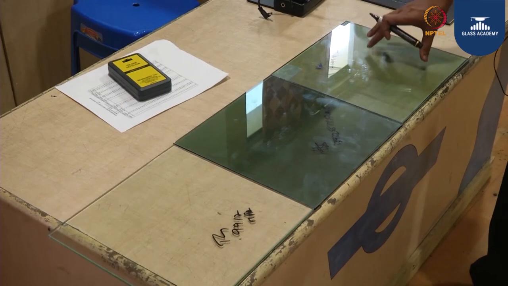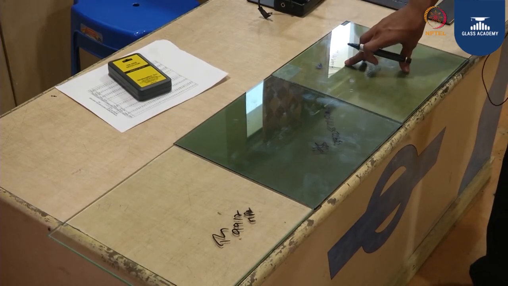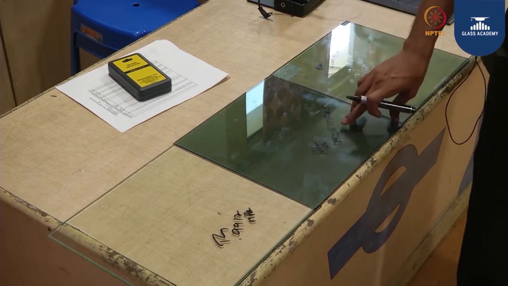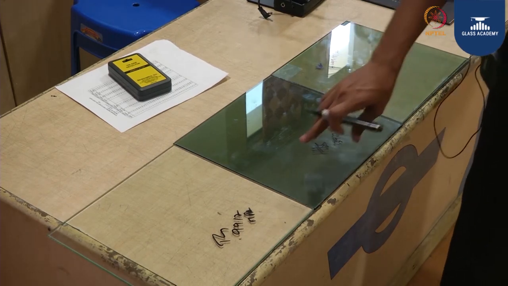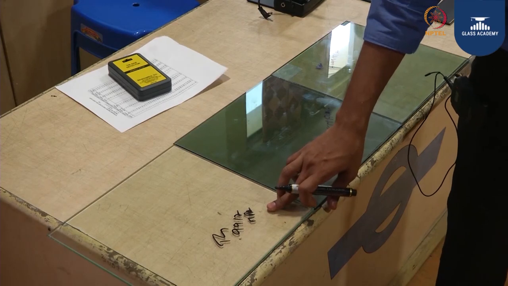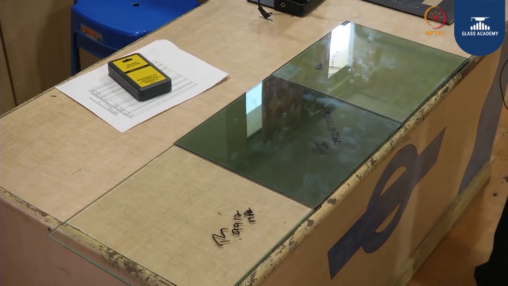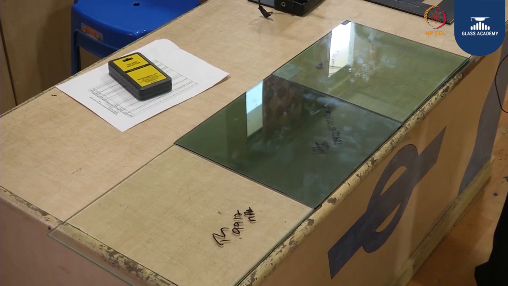So, we have checked all the three glasses. We have found that for an annealed glass, the stress level is 14.49 MPa, whereas for the HS glass it is 39.25 MPa, and for a toughened glass it is 99.17 MPa. So, this is one method of measuring stress levels in the glass without breakage.